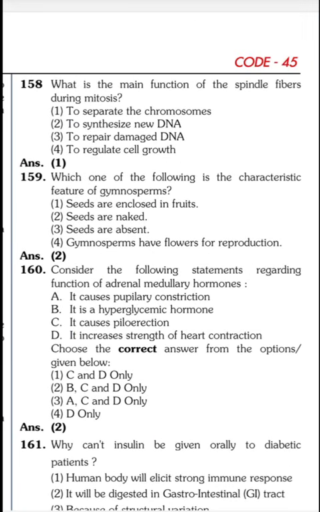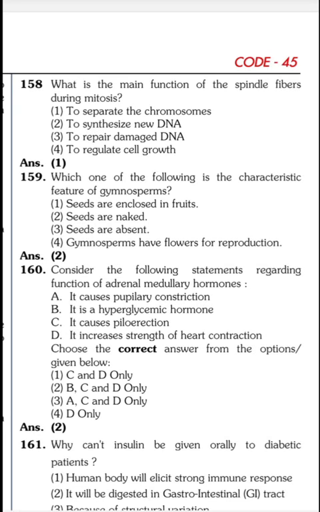What is the main function of the spindle fibers during mitosis? They help in separation of chromosomes. The condensation of spindle fibers brings about the longitudinal splitting up of sister chromosomes during anaphase of mitosis. So to separate the chromosomes, 158, first one. Which one of the following is the characteristic feature of gymnosperms? Seeds are enclosed in fruit. Seeds are naked. Naked seeded plants they are, because before fertilization and after fertilization, ovule is not covered by ovary. So you know that ovary after fertilization becomes fruit, ovule after fertilization becomes seed. So that is not happening here.